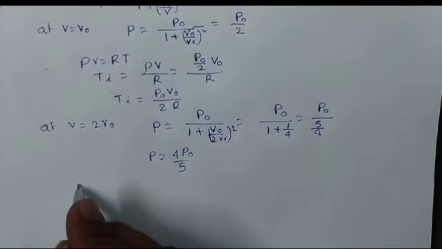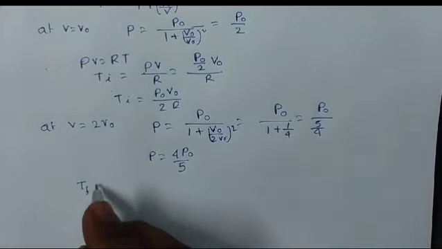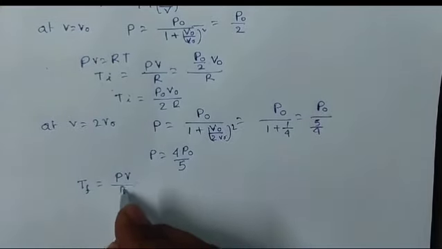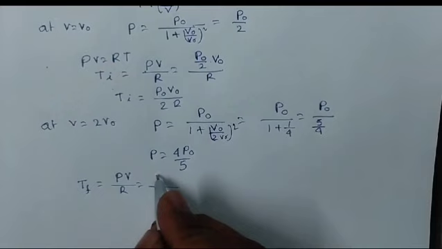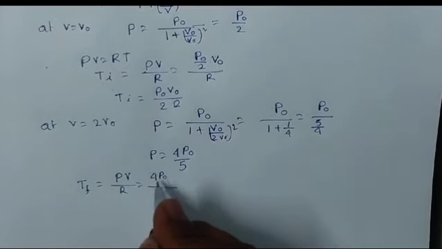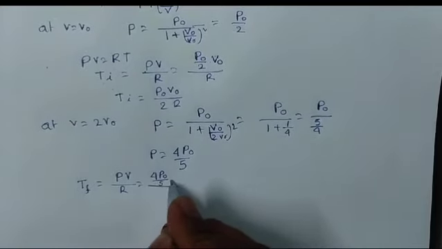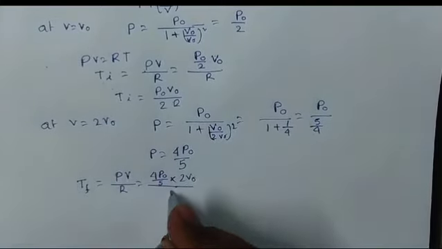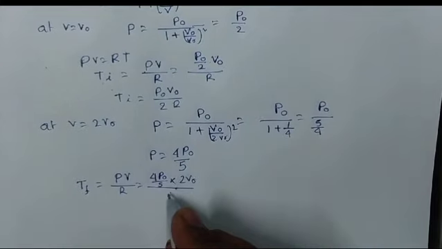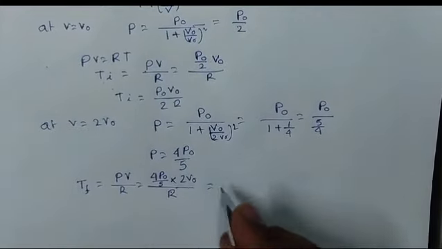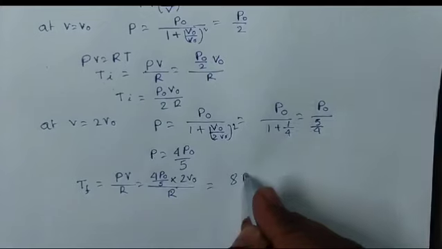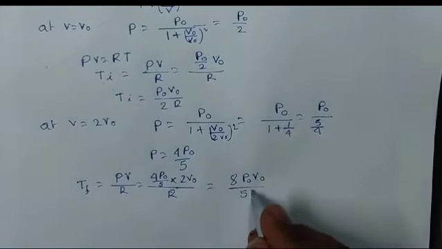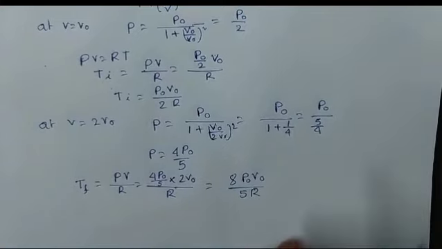So if TF be the final temperature, this is given by PV by R. So here P is 4 P0 by 5 and V is 2 V0, divided by R. So this is basically 8 P0 V0 by 5 R.